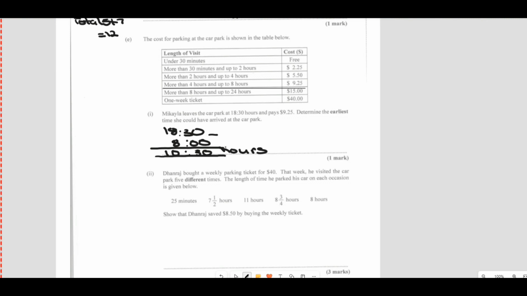For this question, you just need to read carefully and see what they're asking you. It says determine the earliest time she could have arrived at the car park, not the latest time. That would be the shortest amount of time she would be charged for, which would be 4 hours. But they said the earliest time she could arrive at the car park, which would have been 10:20.